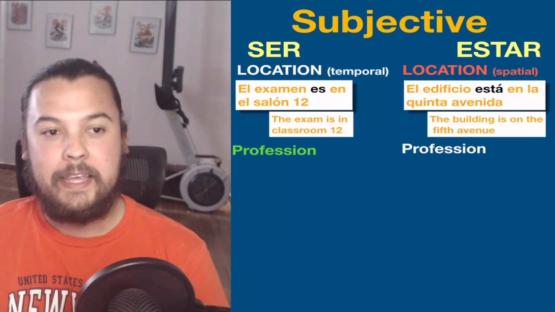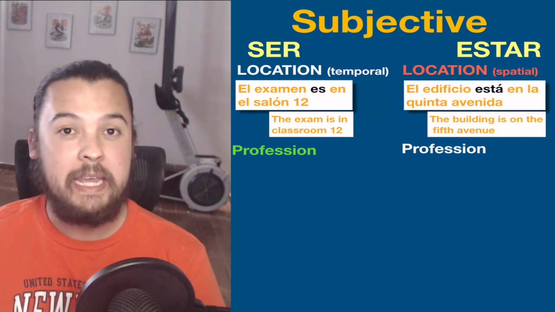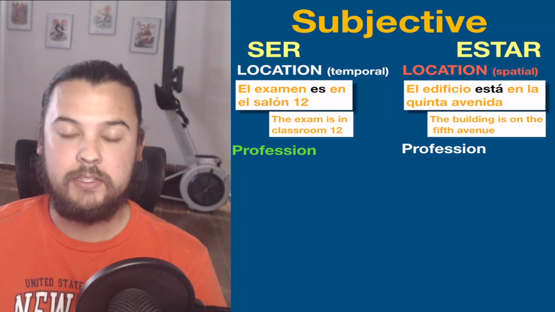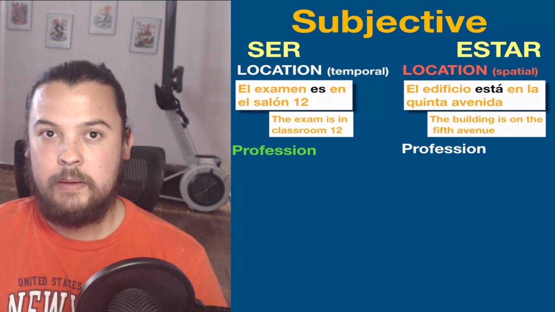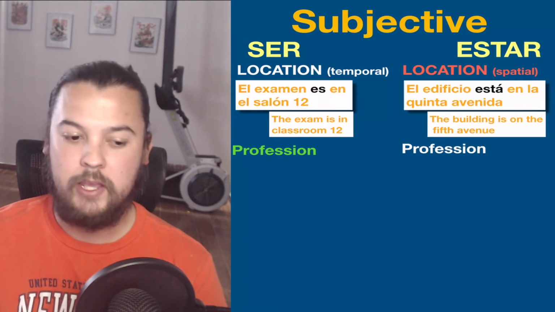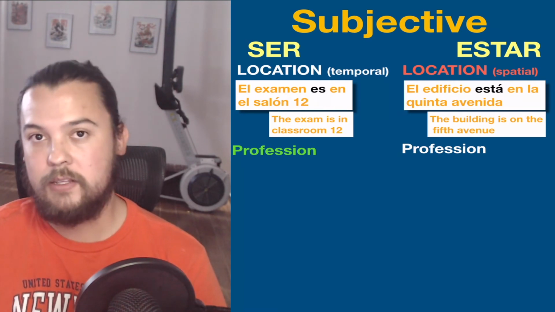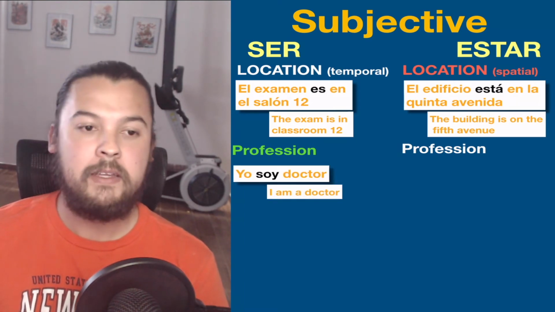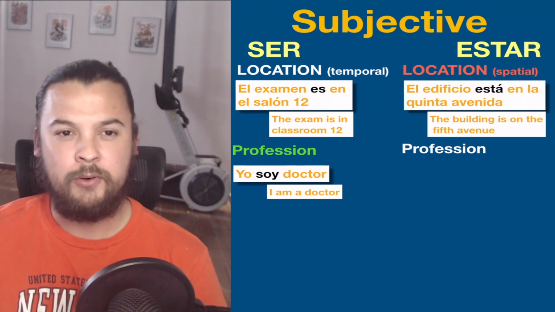Profession. Like I said earlier, profession can be used with ser when it's your main job, when it's the job for which you study, right? You study at university to be a doctor, then soy un doctor. But if you don't work as a doctor because you're getting more money as a waiter, you will be using estar for that job. Let's see, for example, soy doctor. Yo soy doctor. I am a doctor.